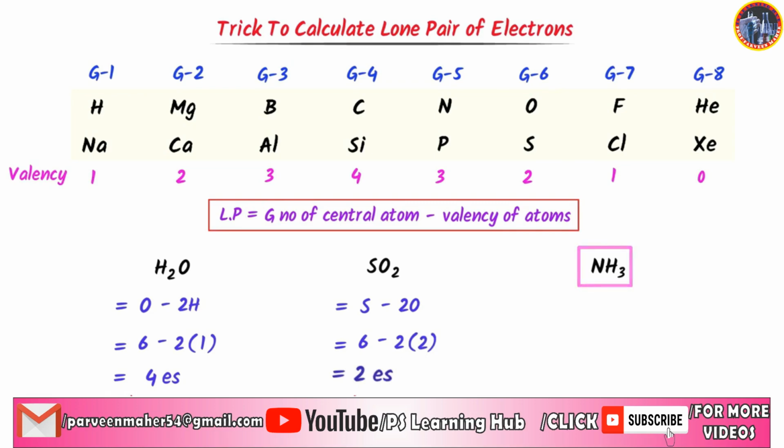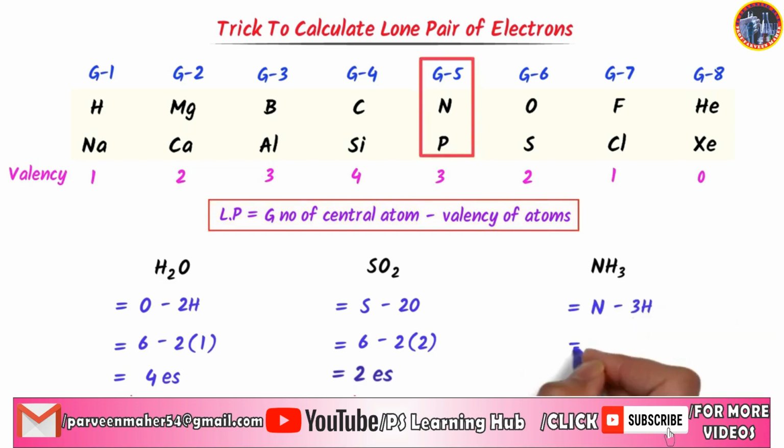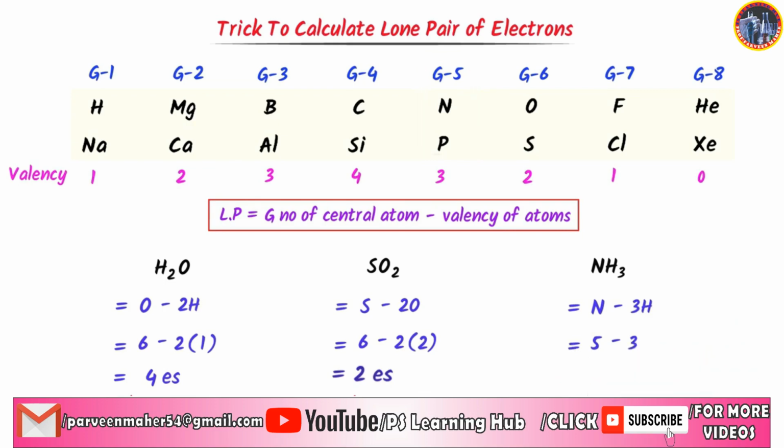In case of NH3, we know that lone pair of electrons equals group number of central atom minus valency of surrounding atoms. Here, the central atom is nitrogen, minus there are 3 atoms of hydrogen. The group number of nitrogen is 5, minus 3, and the valency of hydrogen is 1. I get 2 electrons. 2 electrons mean that there is only 1 pair of electrons present on central atom. Thus using this formula, we can easily calculate the number of lone pairs of electrons on central atom.